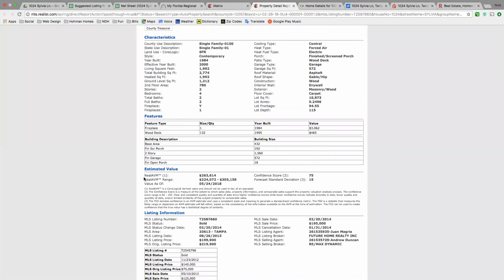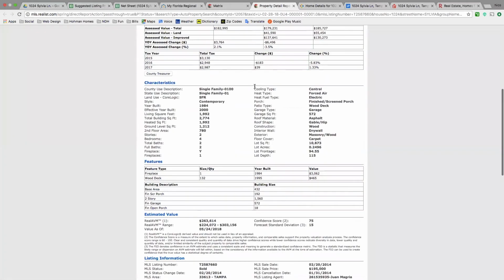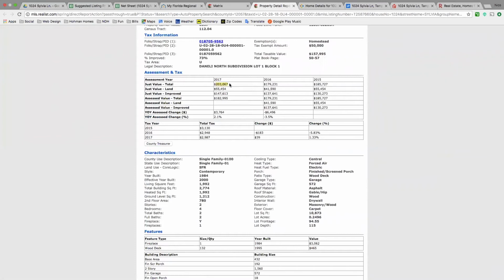Our CoreLogic real automated valuation model here pulls a different price point, 263,614. And our county property appraiser has a different value right here, 203,067. What we should also note about using the property appraiser's valuation of your home is that it's always going to be significantly lower than all other valuation models.